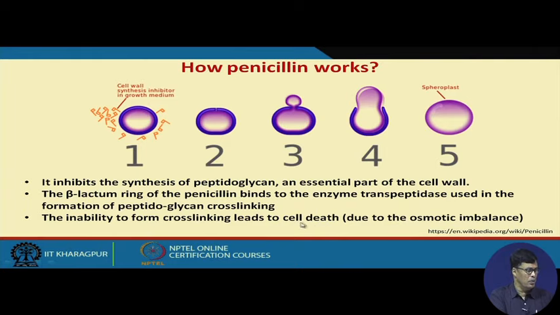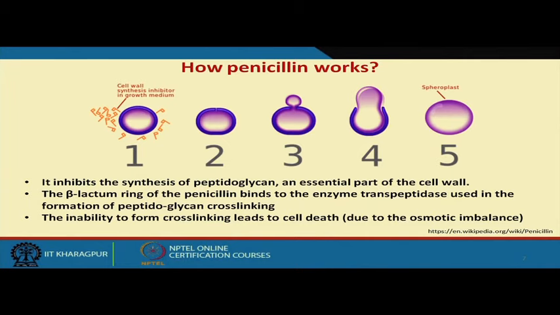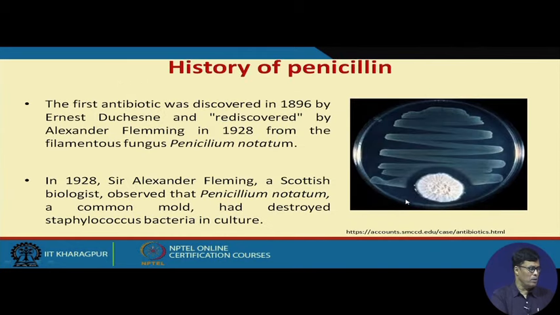This is the reason why the cell death occurs due to osmotic imbalance. As soon as the cell wall has been removed, then what will happen? There will be some osmotic shock in the microorganism. Then the microorganism will be killed. This is because the cell wall is a very important component of the microorganism.